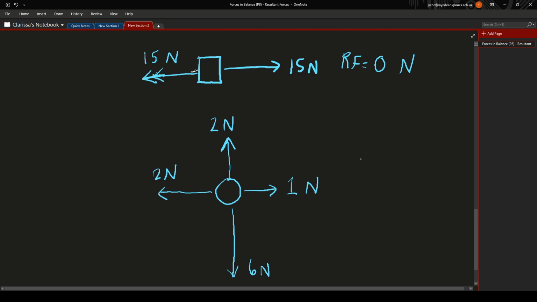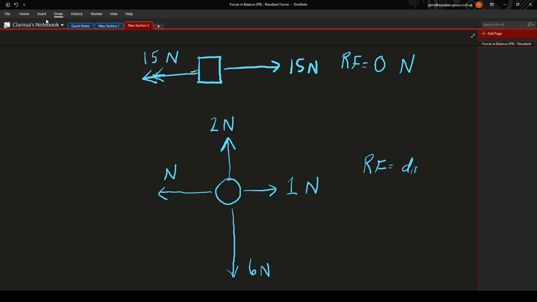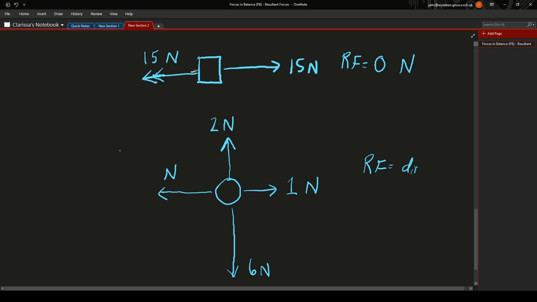What's the resultant force? And direction. Oh, hang on. I shouldn't be doing this. Let me rub this off. Resultant force and direction.